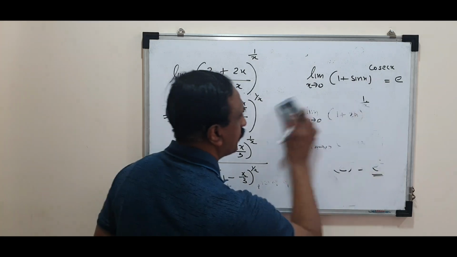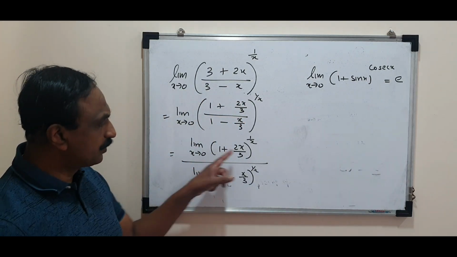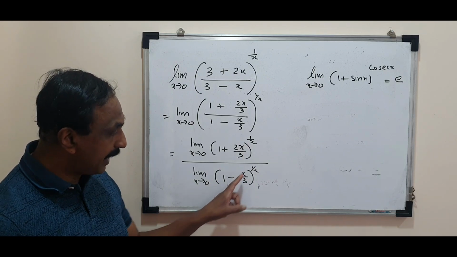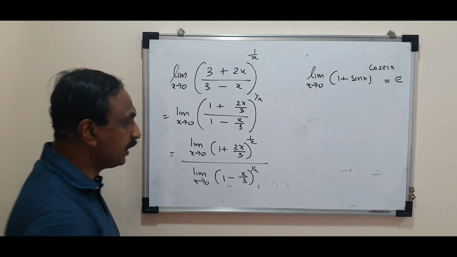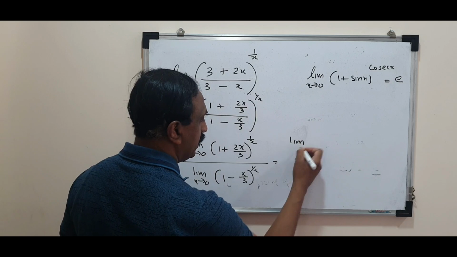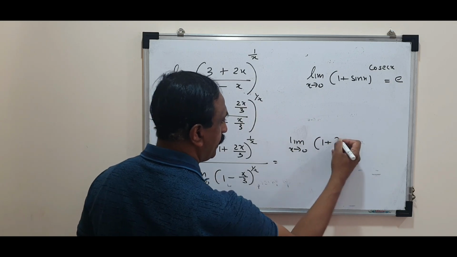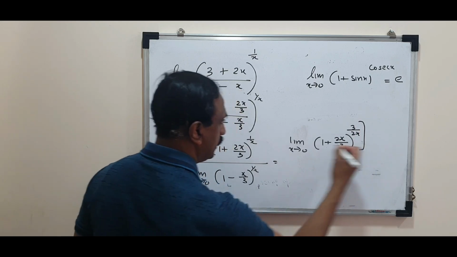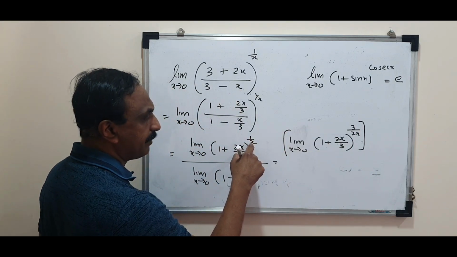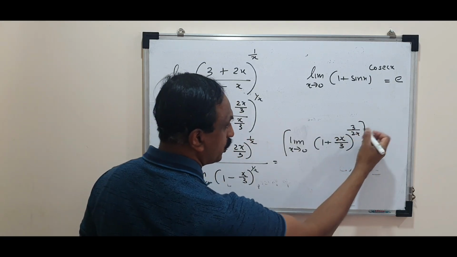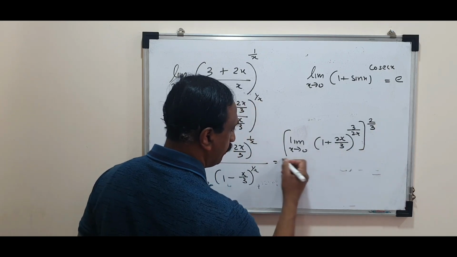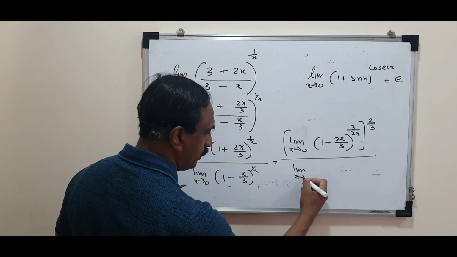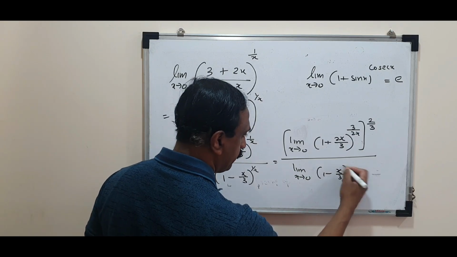Now what can I do? I need to have the first term as 1, and the second term and the power should be reciprocal. The second term here is minus x by 3, that should be reciprocal. So I will write this as limit x tending to 0, (1 plus 2x by 3) raised to 3 by 2x. I have put what extra number here? I had only 1 by x. 3 by 2 is extra, so the power 2 by 3, divided by limit x tending to 0, (1 minus x by 3).